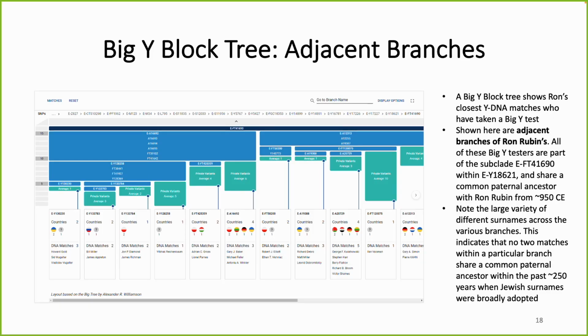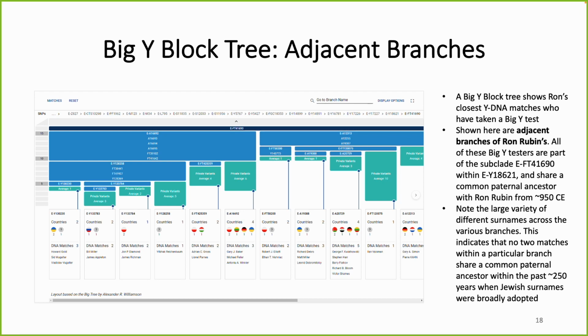So I wanted to show you, when you get Y-DNA results, Big Y-DNA results, you get what's called a block tree. And it's a visualization of your closest paternal line relatives along the line.